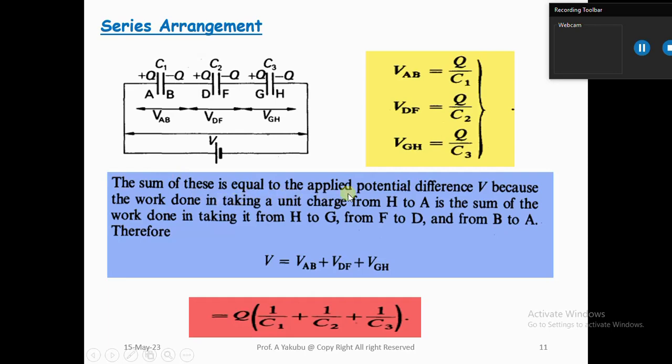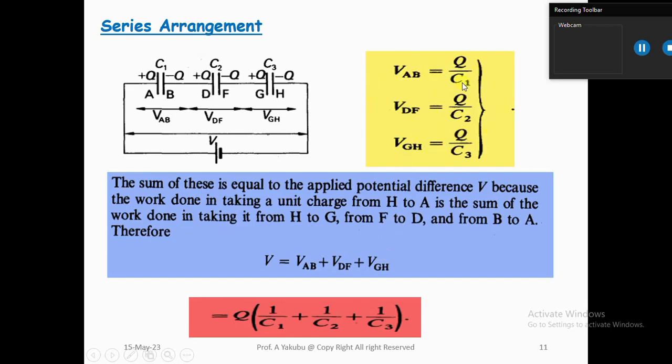The sum of these is equal to the applied potential difference V, because the work done in taking any charge from H to A is the sum of the work done in taking it from H to G, from F to D, and from B to A. So what happens from this point to this point is the same thing as moving from this point to this point. So it then means that the total voltage in the circuit is the sum of these voltages. So you are having V equals VAB plus VDF plus VGH, which have been defined here clearly.